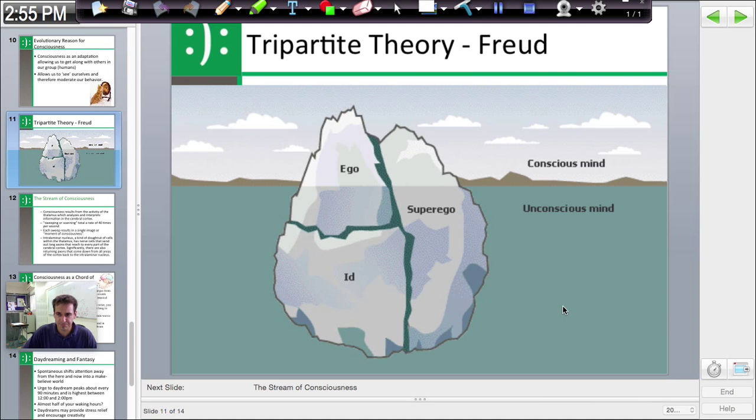One of the major theories in consciousness is Sigmund Freud's tripartite theory. We have a big iceberg here, and we'll talk about this a lot more later on when we talk about personality. According to Freud, only a small portion of our consciousness and personality is actually visible. This part of the iceberg is visible, while the majority of it is underneath the water, and this is the unconscious mind. So according to Freud, only a very small part of the superego and ego are actually visible to others.